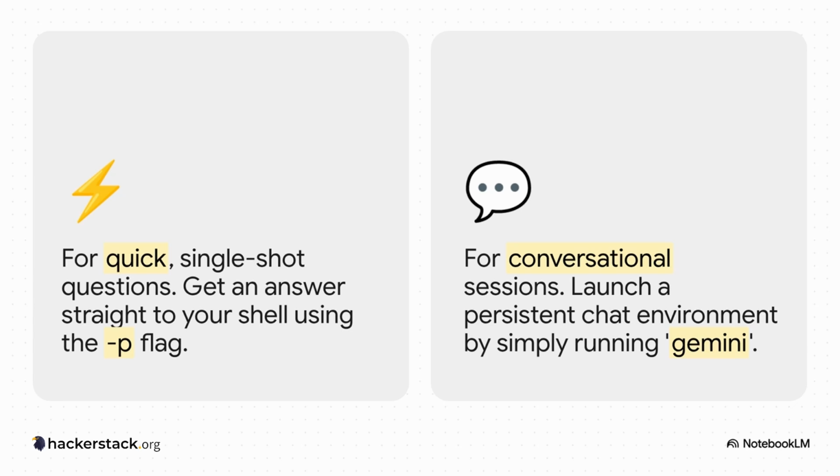But on the right, you've got interactive mode. This is for when you need a real back-and-forth conversation. You just type gemini, and you're in a chat session where the AI actually remembers what you've been talking about.